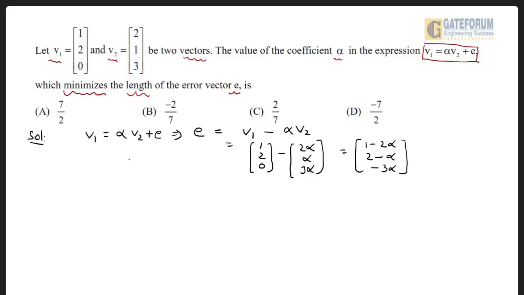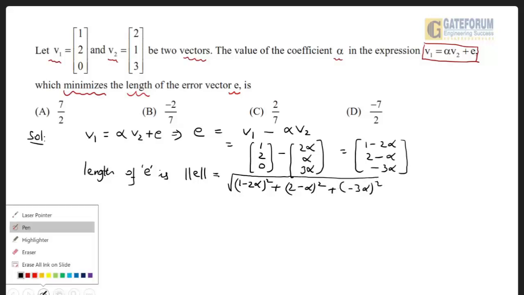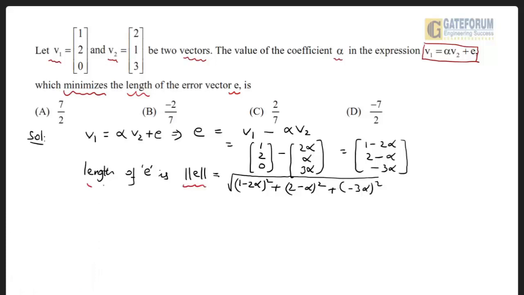Now, the length of vector E is denoted by this symbol, both sides two parallel lines, the norm symbol. Length is also called norm, which is defined as the square root of the sum of the squares of the three elements: (1 minus 2 alpha) whole square plus (2 minus alpha) whole square plus (minus 3 alpha) whole square. Okay, so this is the main key point. Length of E.